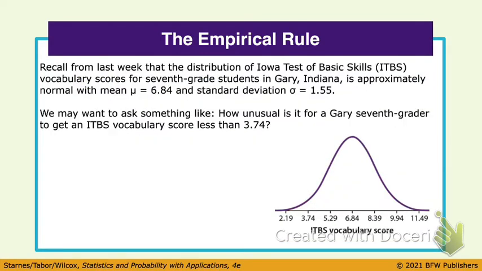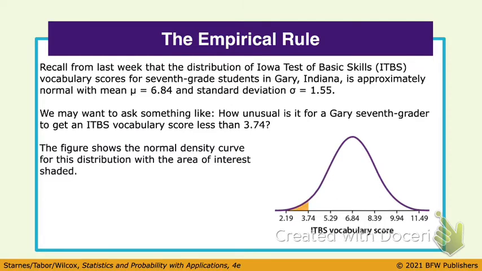All right. So remember last week when we were taking notes, we talked about this distribution of the Iowa Test of Basic Skills, the ITBS test. It is vocabulary scores for 7th grade students in Gary, Indiana. It is approximately normal with a mean of 6.84 and a standard deviation of 1.55. So we might want to ask ourselves something like this: how unusual is it for a Gary, Indiana 7th grader to get an ITBS vocabulary score of less than 3.74?